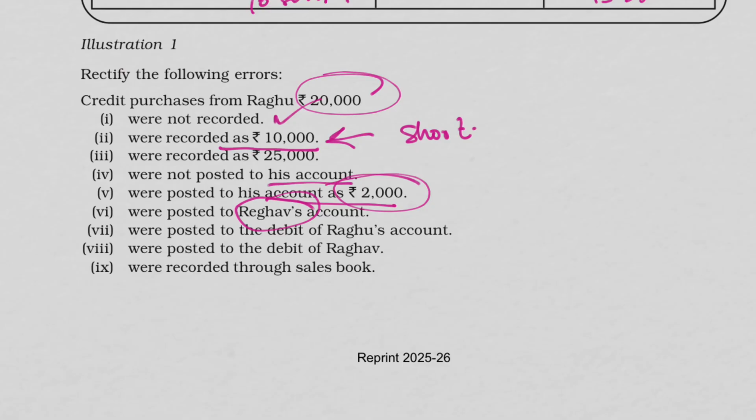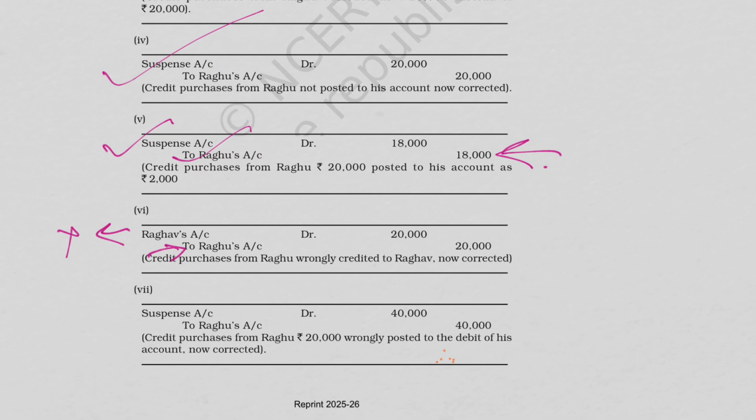Next we have posted to the debit of Raghu's account. So instead of crediting, we debited. So 20,000 should have been credited and 20,000 we have debited. So to remove the debit effect, we have to credit that 20,000. So basically 20 plus 20, 40,000 credit would be there. So suspense account debit to Raghu's account 40,000.